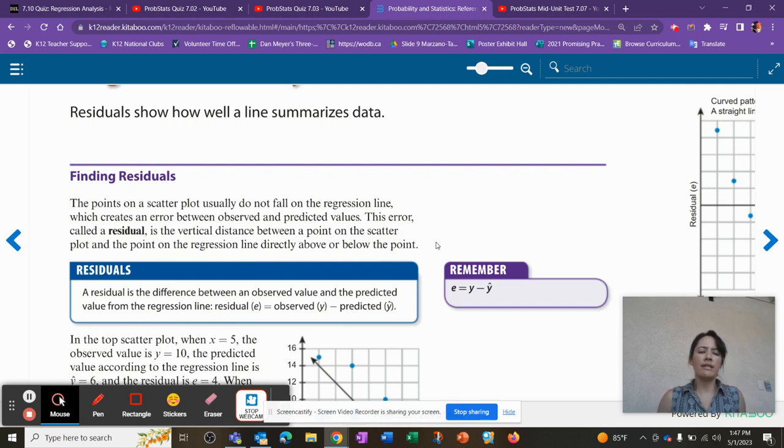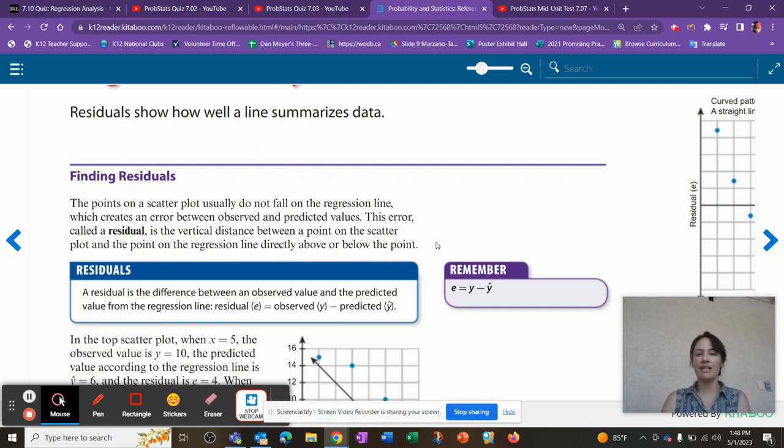So the points on a scatter plot usually do not fall on the regression line, which creates an error. Yes, residuals. Forgot about this. It's tedious if we did this by hand, so hopefully they let us do it with technology, which is really where we're headed.